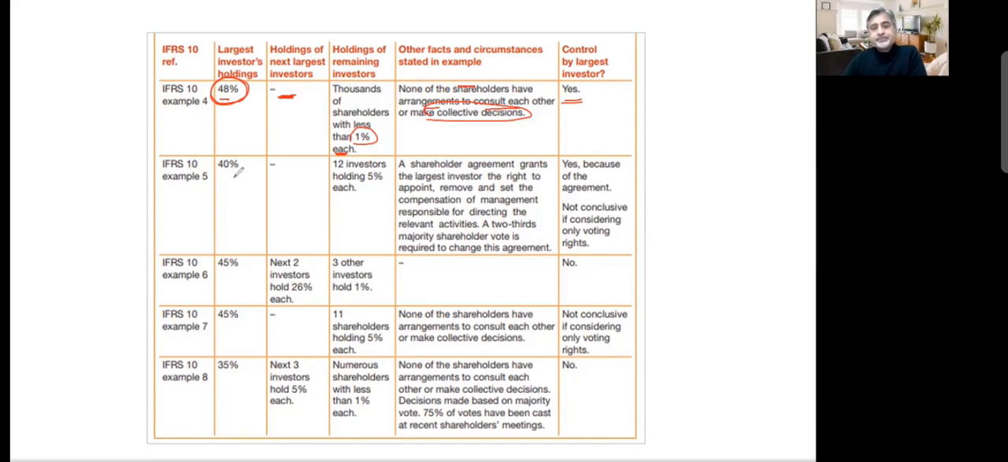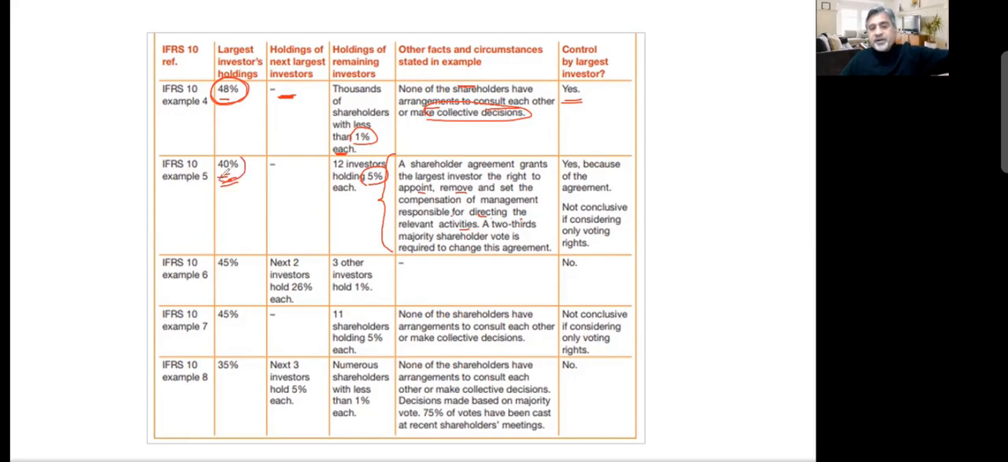Another example: 40%, and 12 investors hold 5% each. So 40% you have, and the remaining 60% is divided among 12 investors, everyone holding 5%. Now let's read this condition because this is the type of scenario they might give you in the exam. A shareholder agreement grants the largest investor the right to appoint, remove, and set the compensation of management responsible for directing the relevant activity.